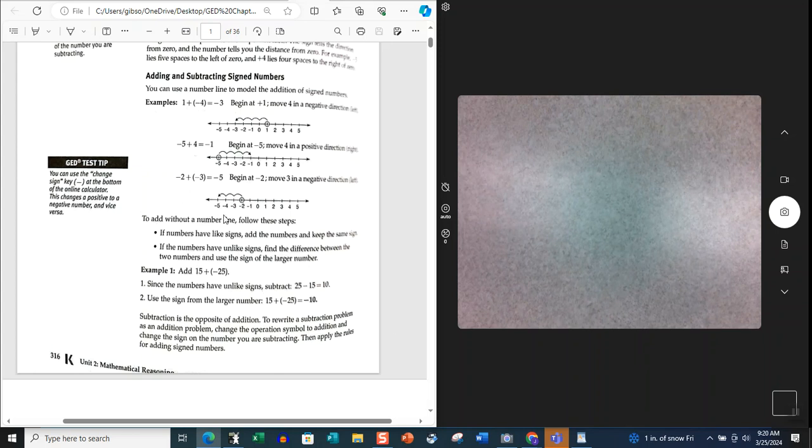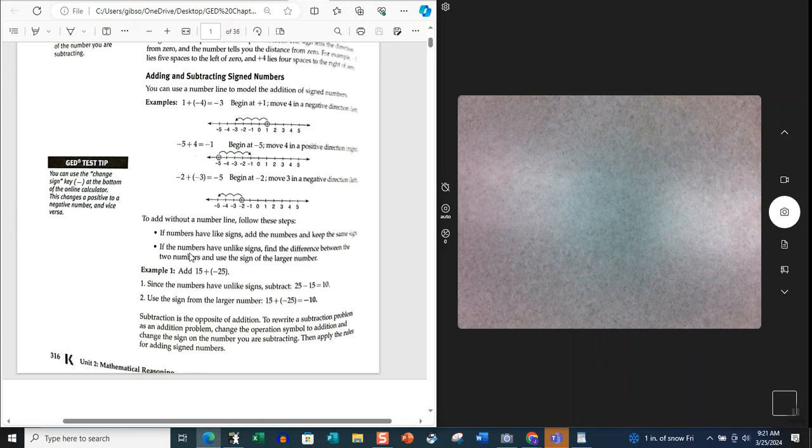So now it says to add without a number line, follow these steps. If numbers have like signs, add the numbers and keep the same sign, which we did here. Negative 2 plus negative 3, 2 plus 3 is 5, and we carry over the negative sign. And even though we didn't write this, if this would have been a positive 2 plus a positive 3, we know 2 plus 3 would give us positive 5. So we would add them together and carry the sign.